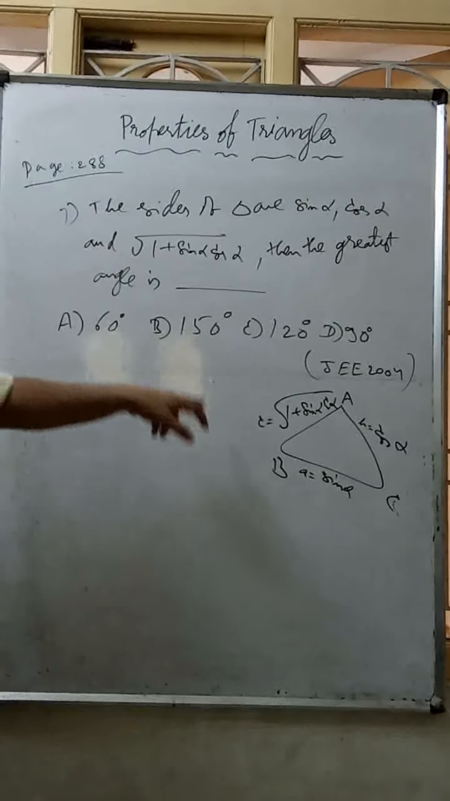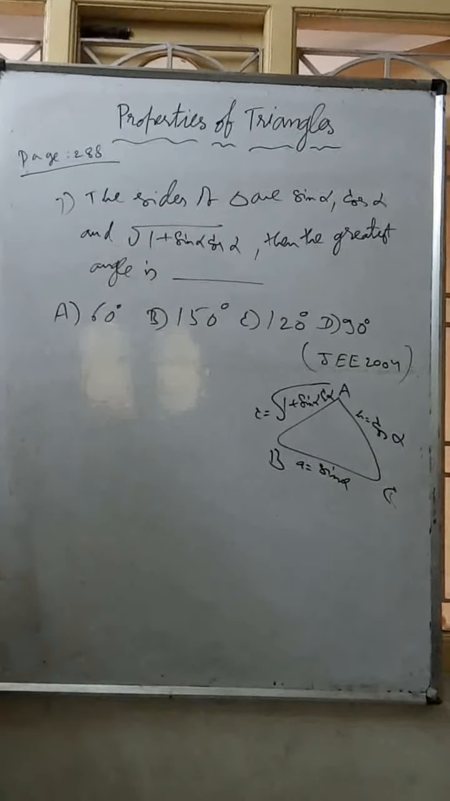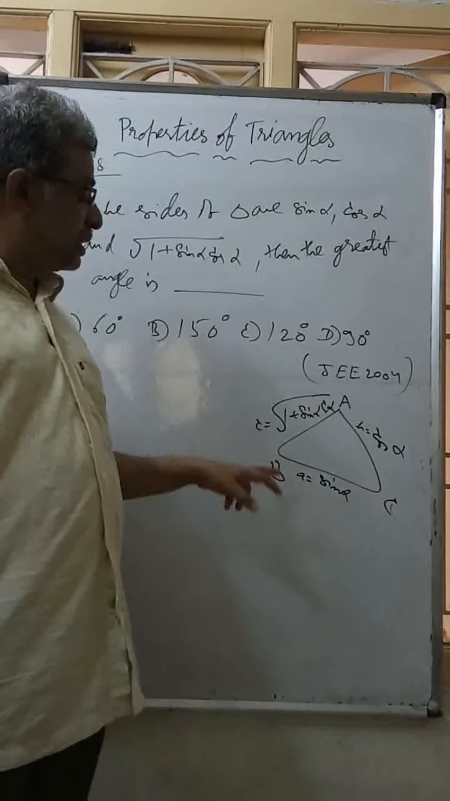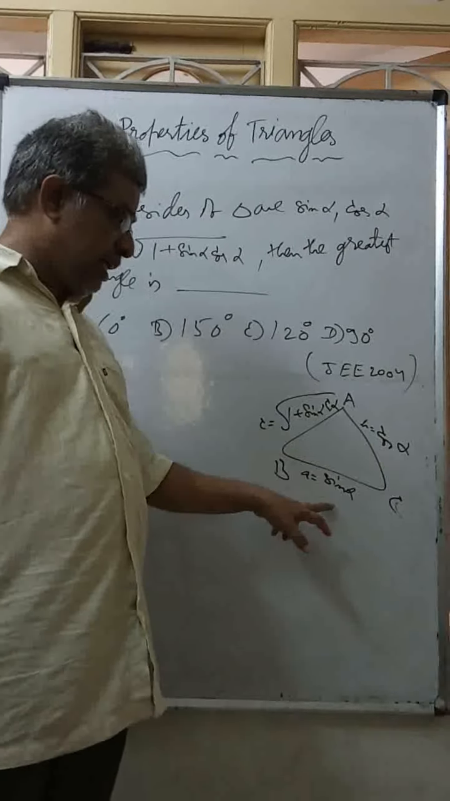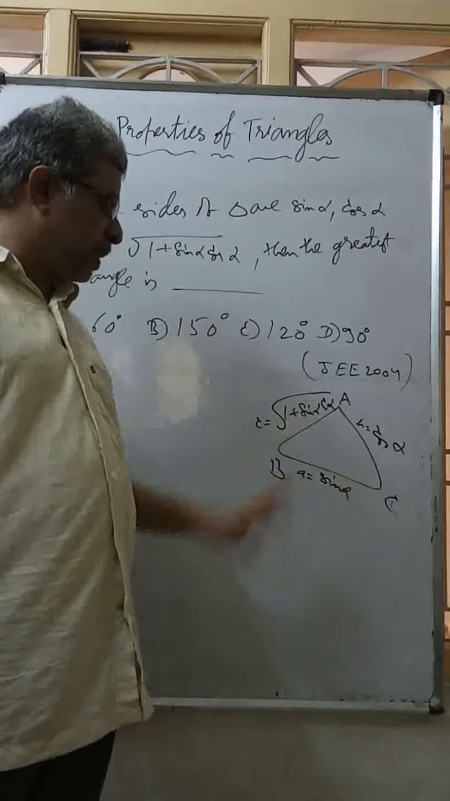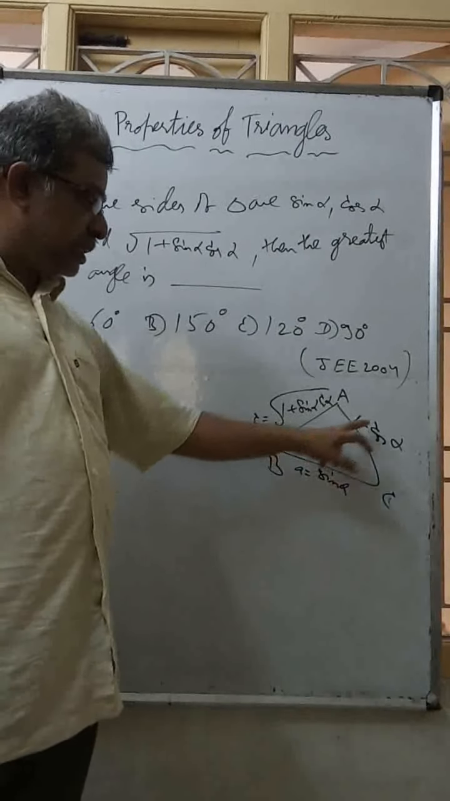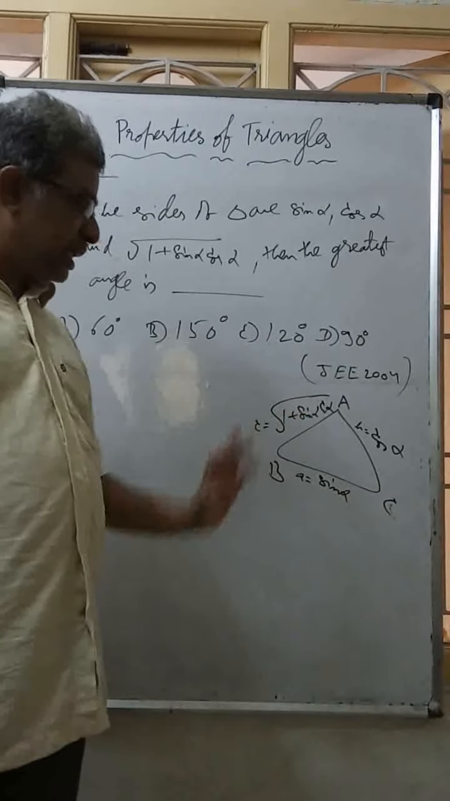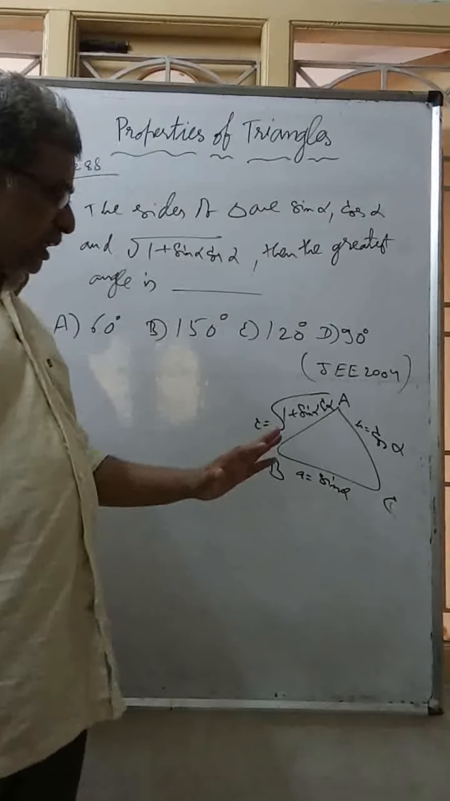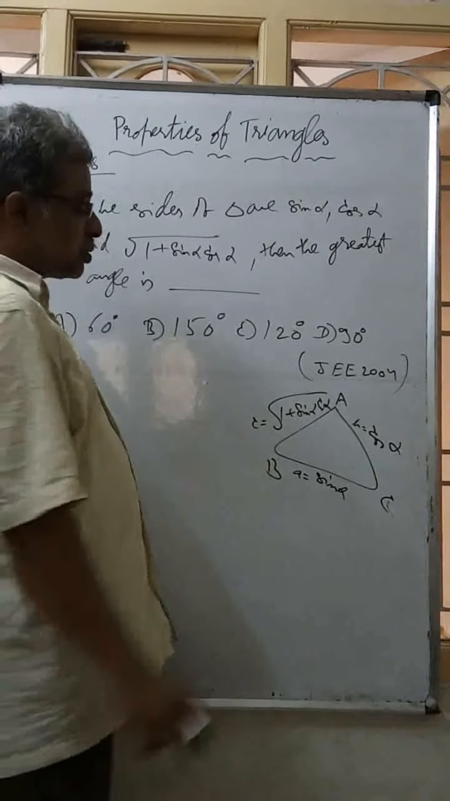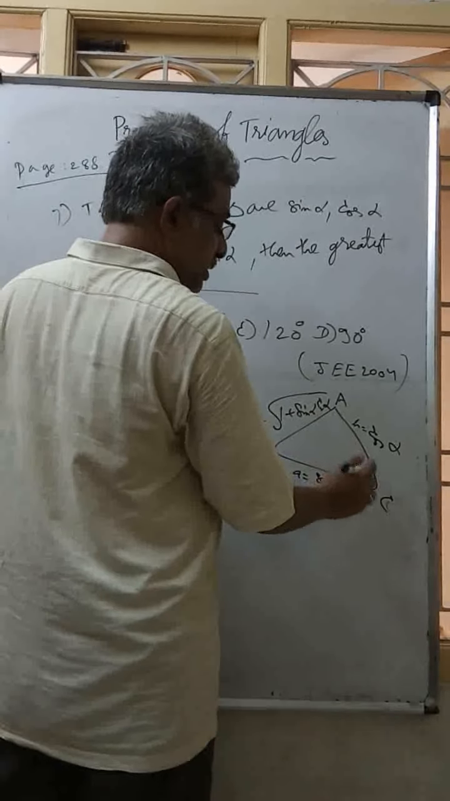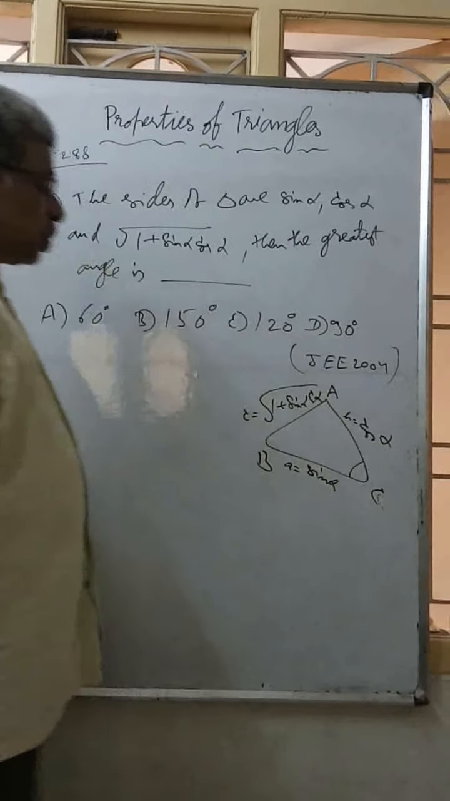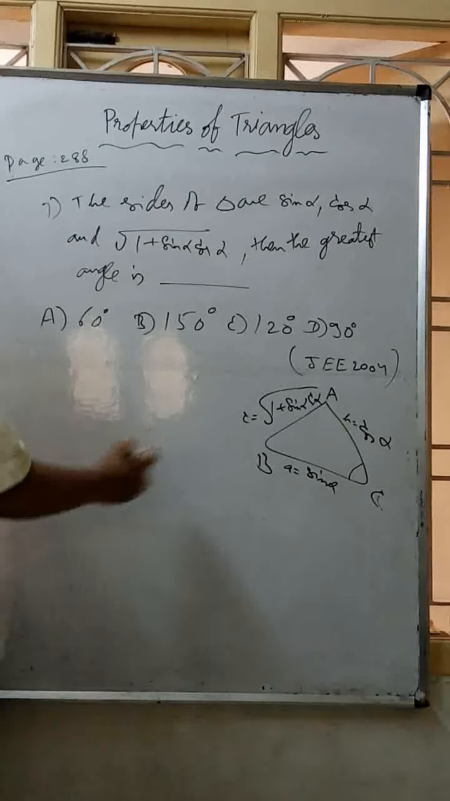So according to the given conditions, which is the greatest side? The greatest side is root of 1 plus sin alpha cos alpha. So this is more than these two. The angle opposite to the greatest side is greatest. So what I want to say is, this is the greatest angle. So I know how to find cos C.